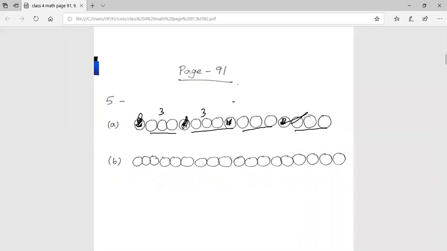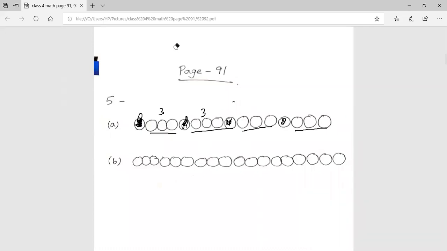This is the first type of question. Like this. Here, this is black, then 3 white. Here black, then 3 white. Then black, here 3 white. Then black, then 3 white. Like this it is done.